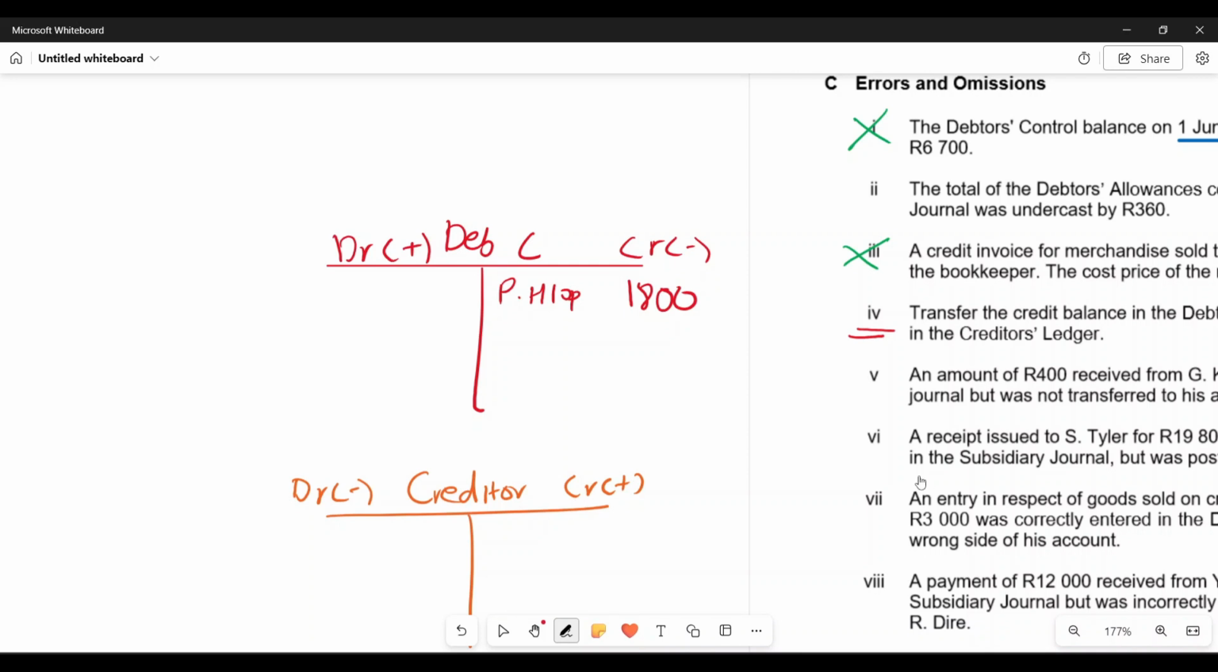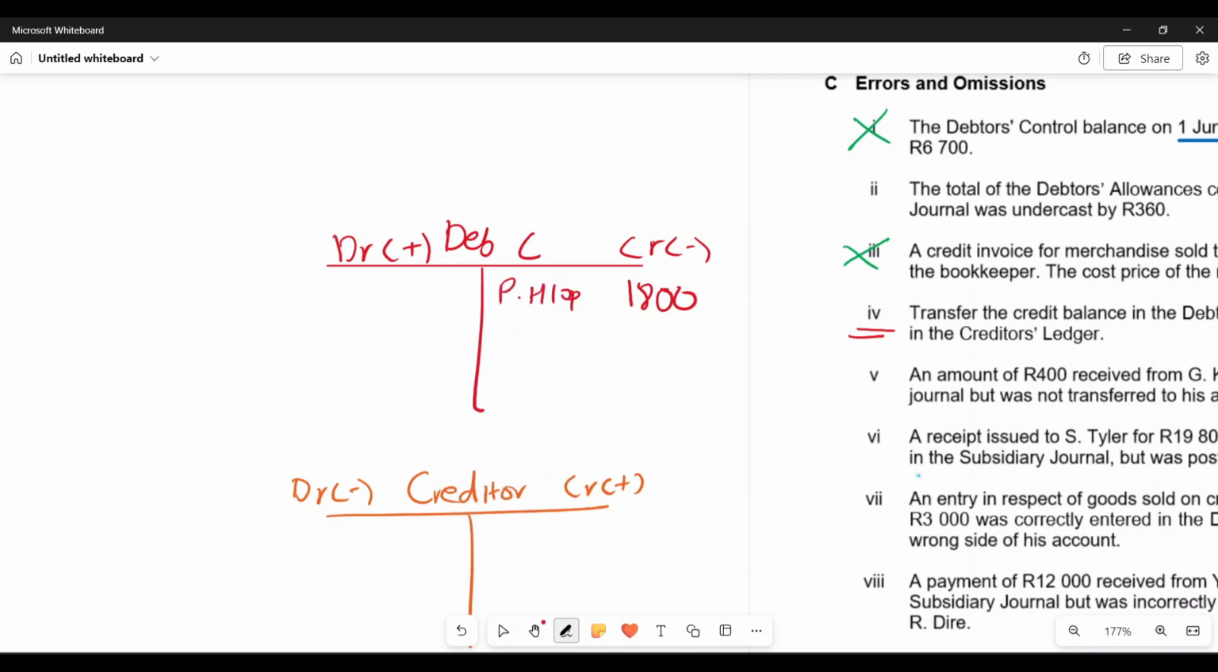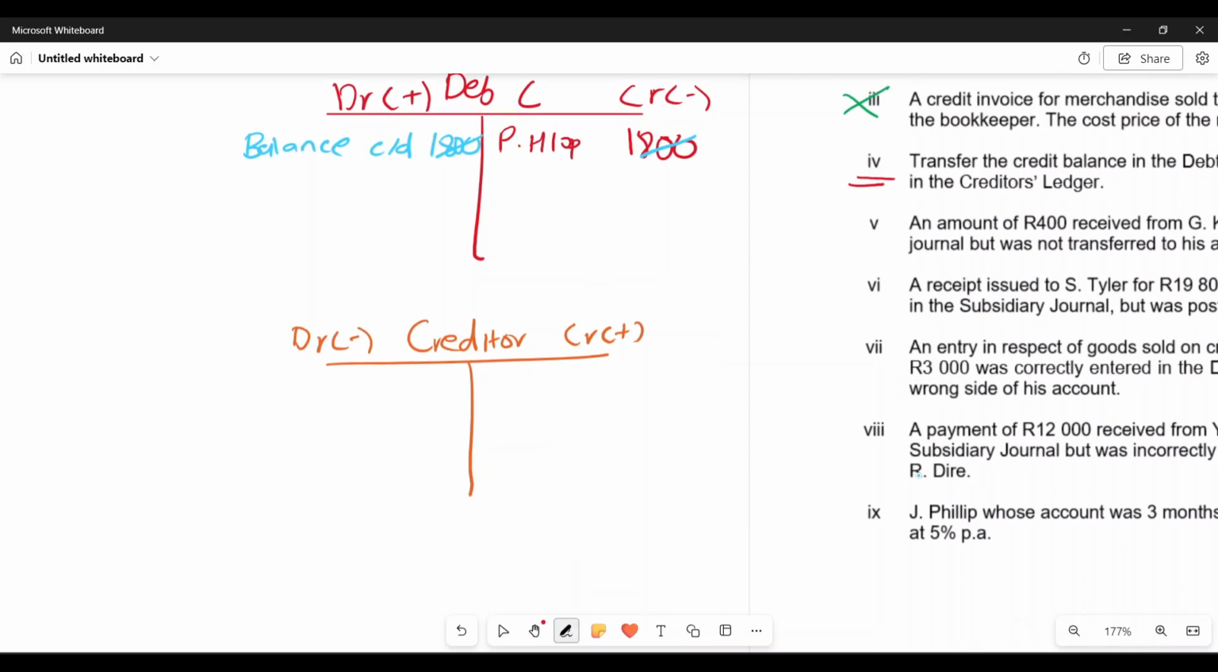So what is it that you're going to do? First, you're going to need to cancel him out, right? You're going to need to cancel this amount off so that in the debtors control account, his account balance is zero because he's no longer owing us any money. We owe him money, right? So we're going to cancel out this balance carried down 1.8. As a result, these two would cancel out and his account will be zero, right? Now, we're going to transfer him to the creditors control account.